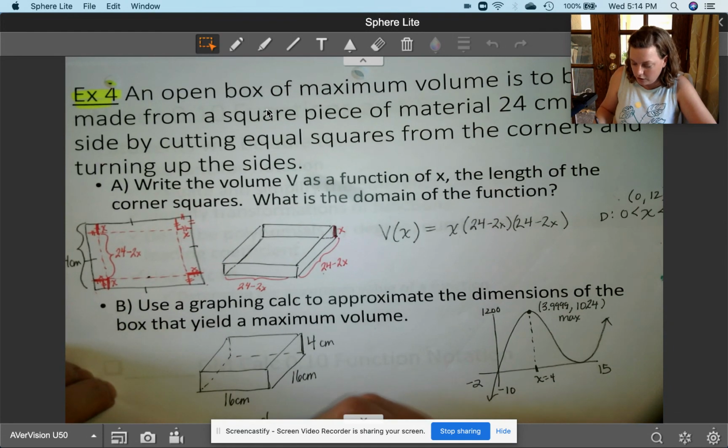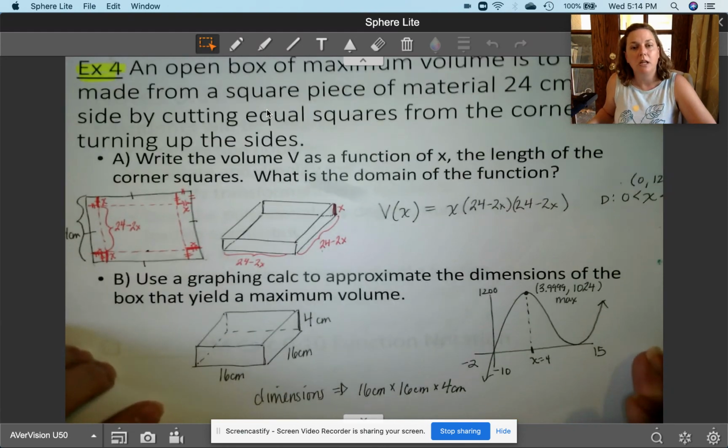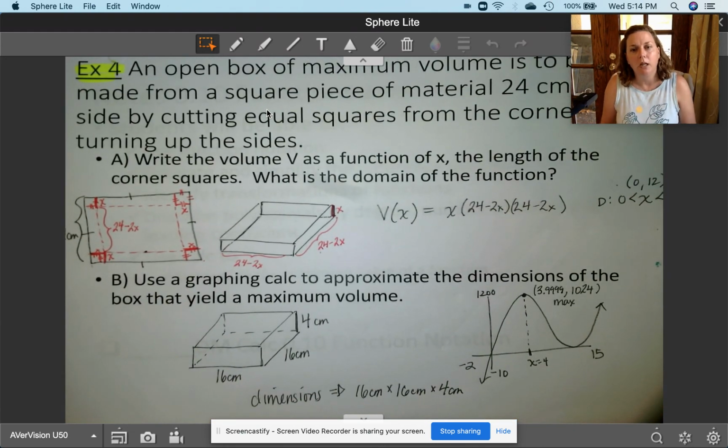So the dimensions would be 16 centimeters by 16 centimeters by 4 centimeters. And it doesn't matter what order those are in, okay? So, very interesting problem. And hopefully you figured out how to use your calculator.